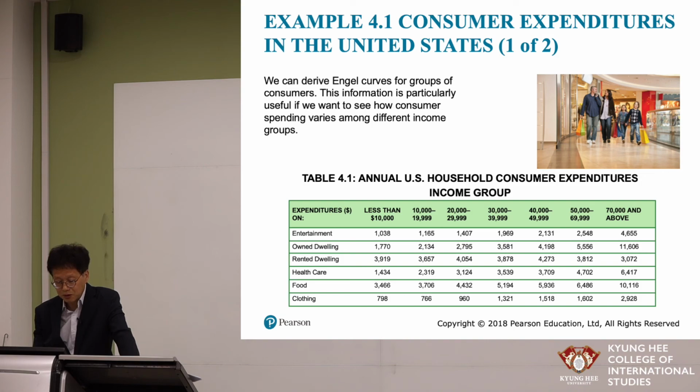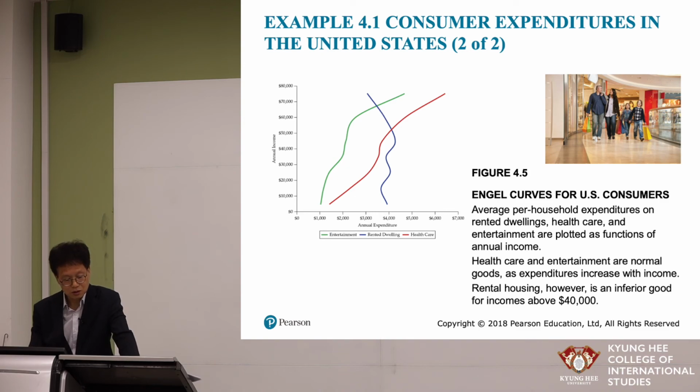How about demand for food? It increases anyway. Clothing also increases. So graphically, this one is like this. What is this? This is the demand for healthcare. The X variable is income, and this is consumption of healthcare service.